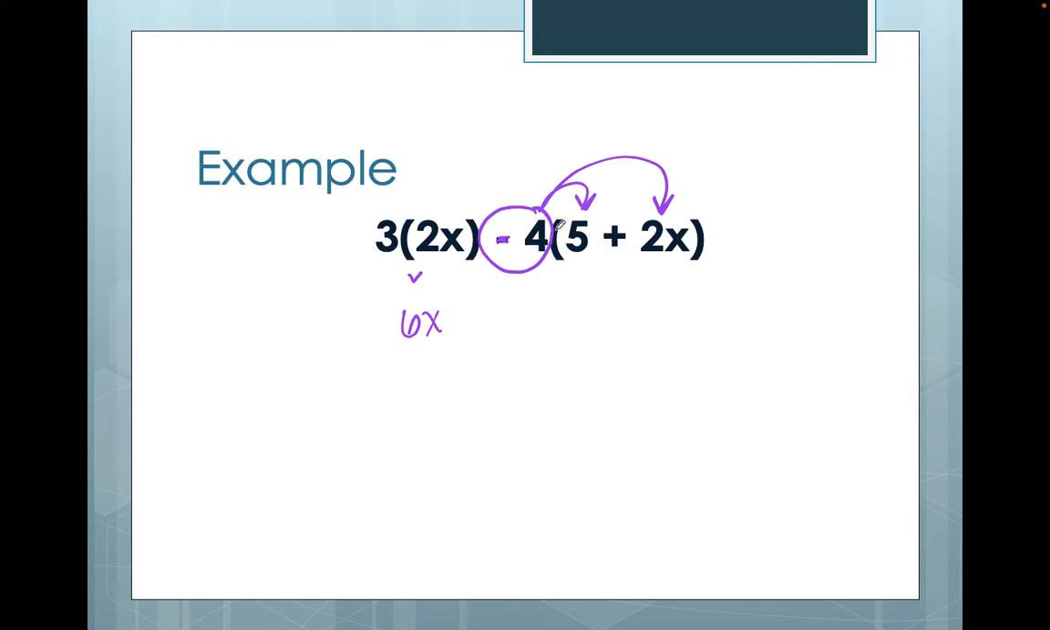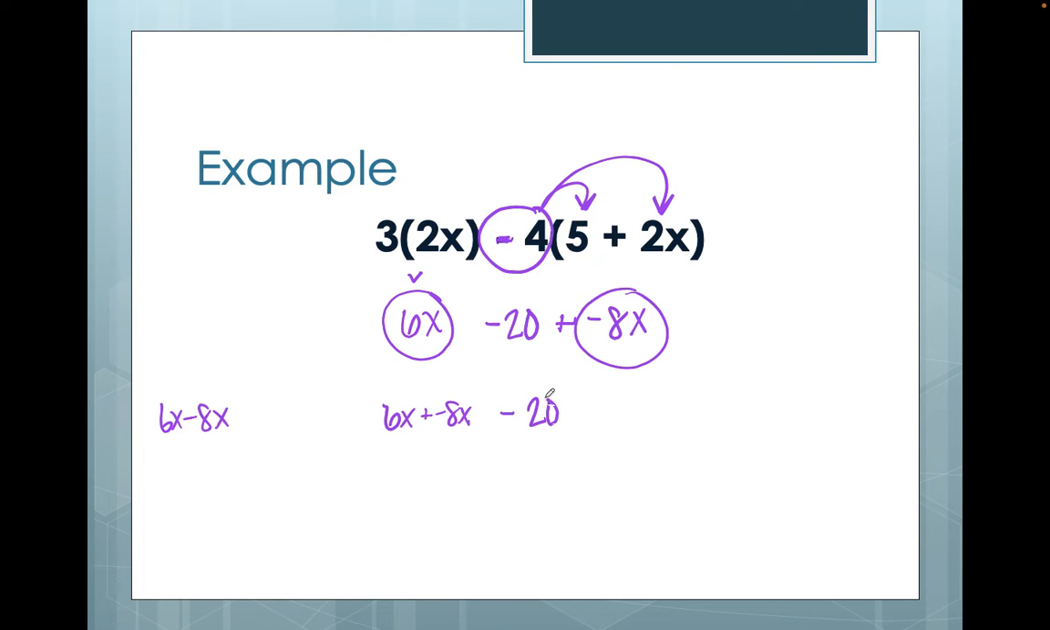So we're going to subtract 4 times 5, which is 20. So we're doing a minus or a negative 20, plus a negative 4 times 2x, which is a negative 8x. If we are looking for like terms, we have a 6x and a negative 8x. So 6x plus a negative 8x, or you could do it as 6x minus 8x. Remember, those are the same thing, and then minus 20.